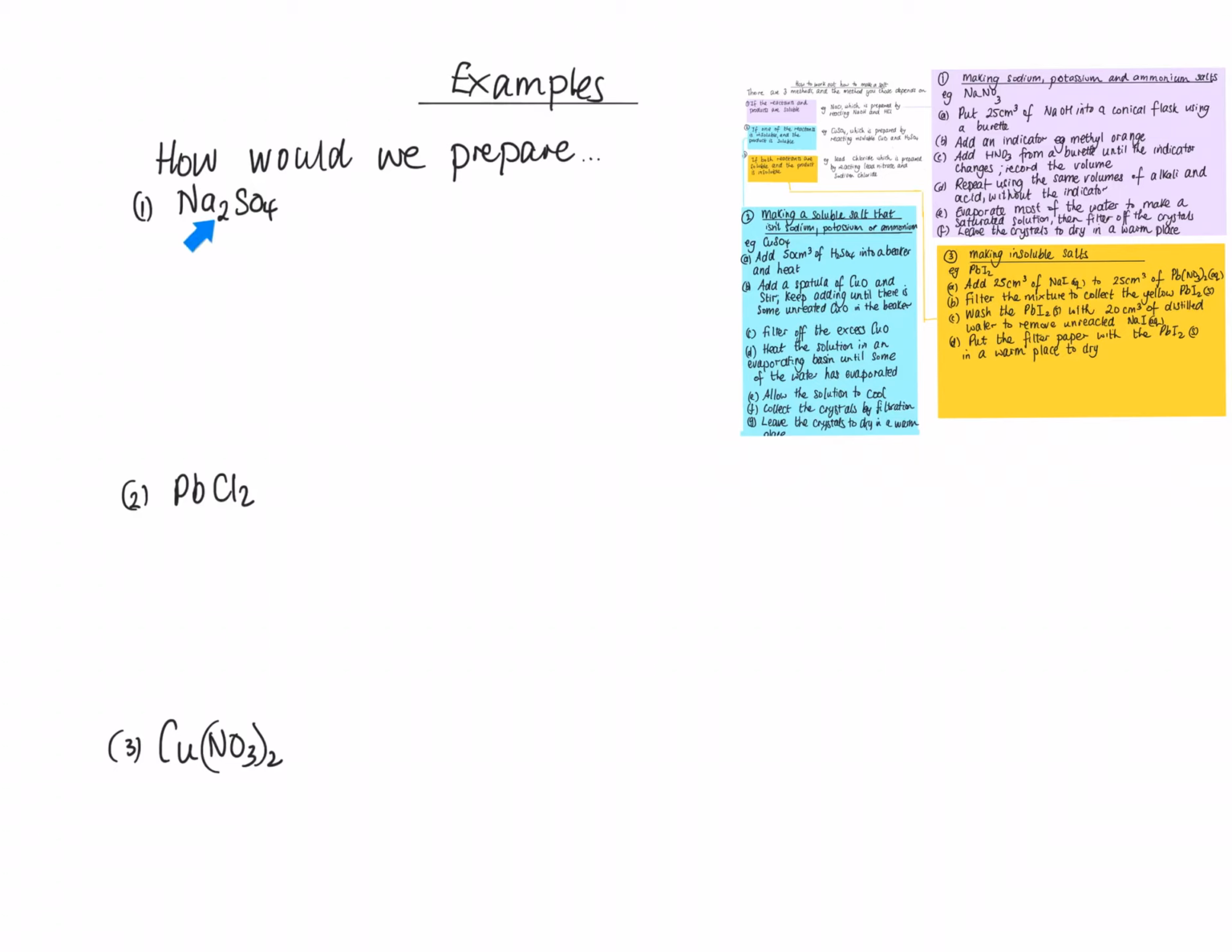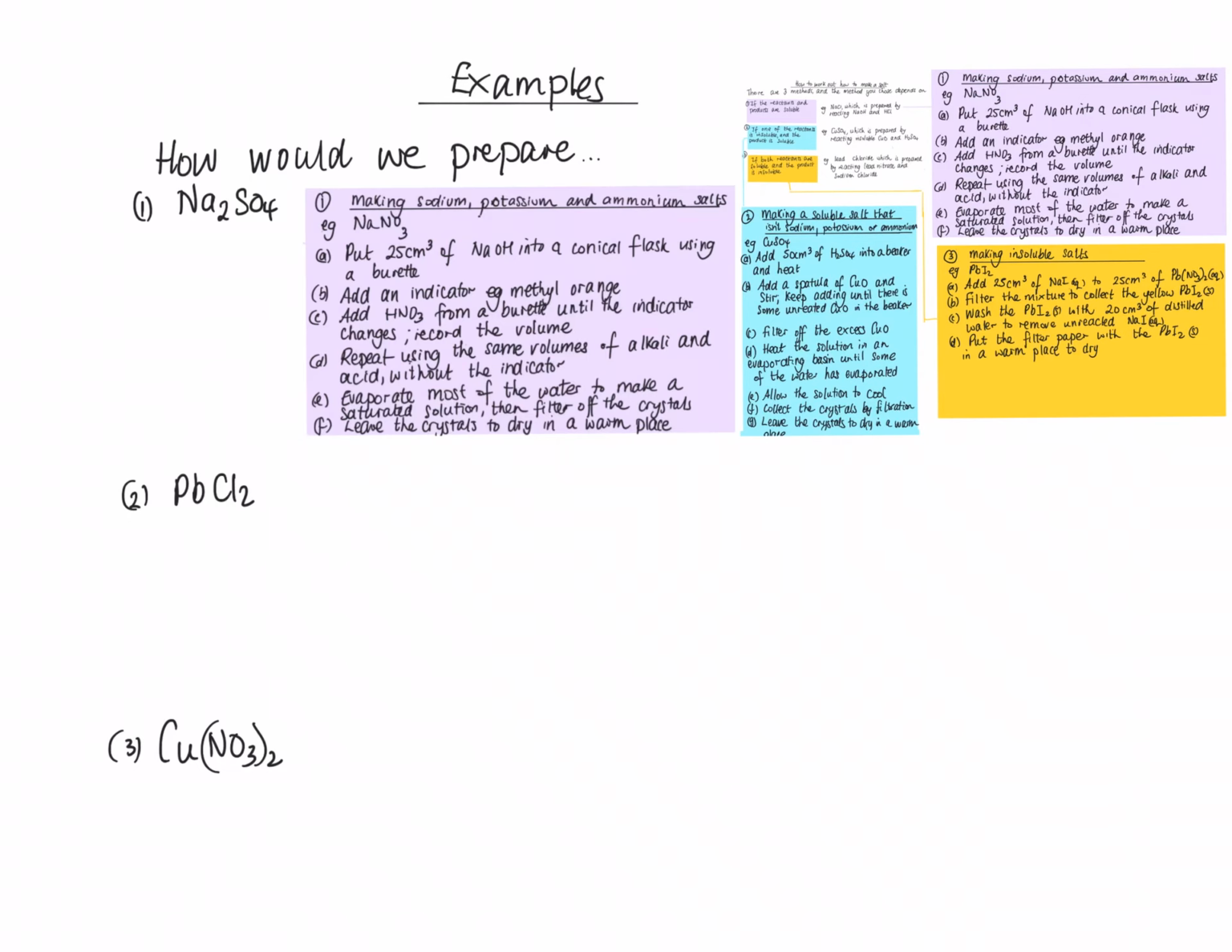How could we prepare Na2SO4, sodium sulfate? Well, this is a sodium salt, and because the purple box here is making sodium salts, we're going to use this procedure over here. So this procedure here in the purple is making NaNO3 and uses nitric acid. We want to make Na2SO4, so rather than using nitric acid, we have to use sulfuric acid. The rest of the procedure is the same, but we're going to use sulfuric acid.